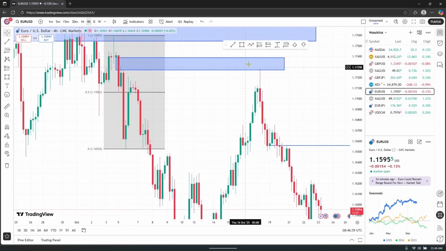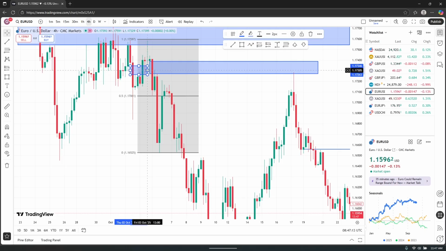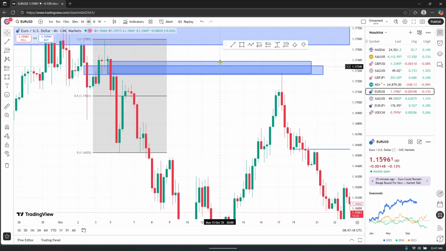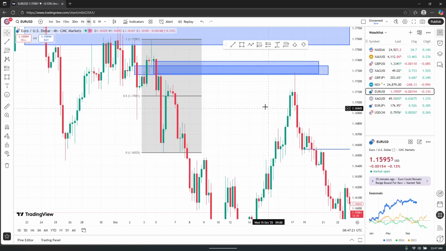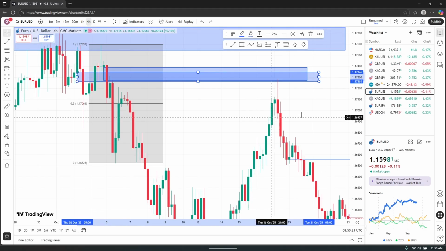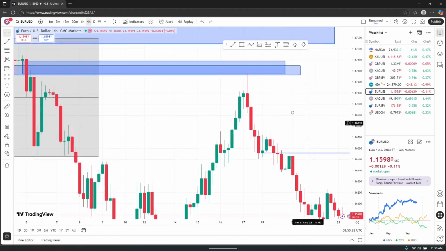Anyway, with that in mind, we have this reaction of this change in state of delivery in the 4-hour time frame, and this change in state of delivery is in tandem with this fair value gap right here. You can see that. So this 4-hour fair value gap and this 4-hour change in state of delivery within the same zone give us something meaningful to work with. And you can see price came, rejected from this 4-hour fair value gap and dropped, right?